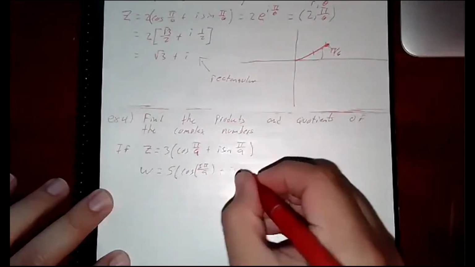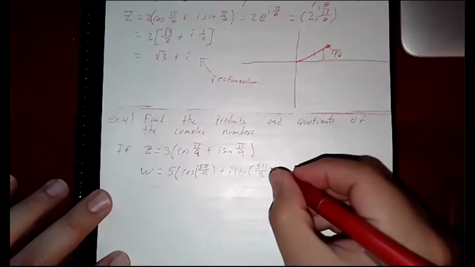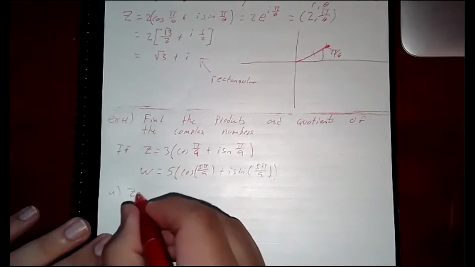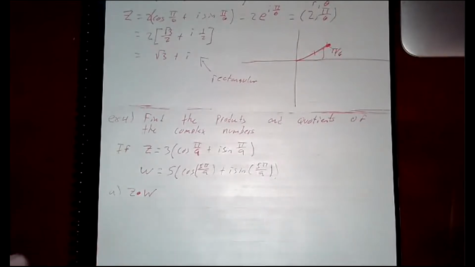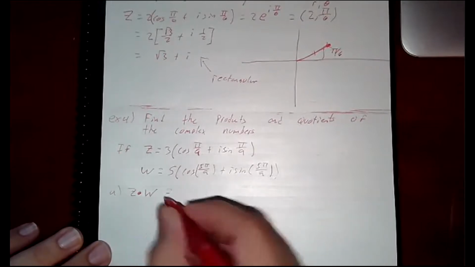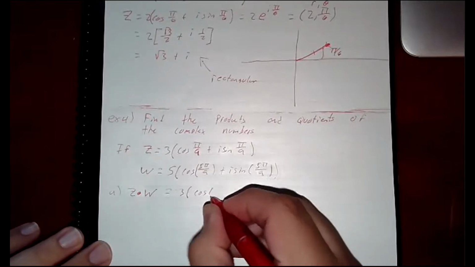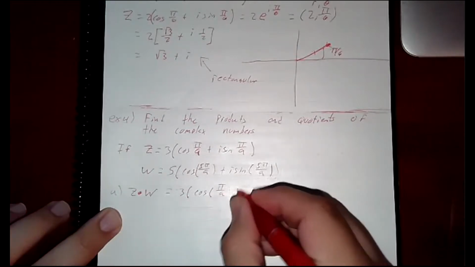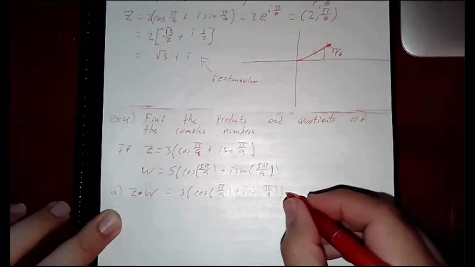Plus i sine 5 pi over 9. All right, so the last question like this, part A would be something like z times w. There's the product. You can technically FOIL all that out, but it would be easier to use your formula. So write them together, but don't actually multiply. So z first, times w.